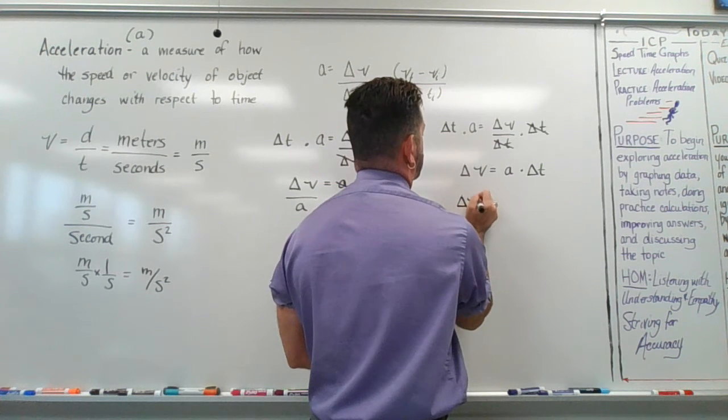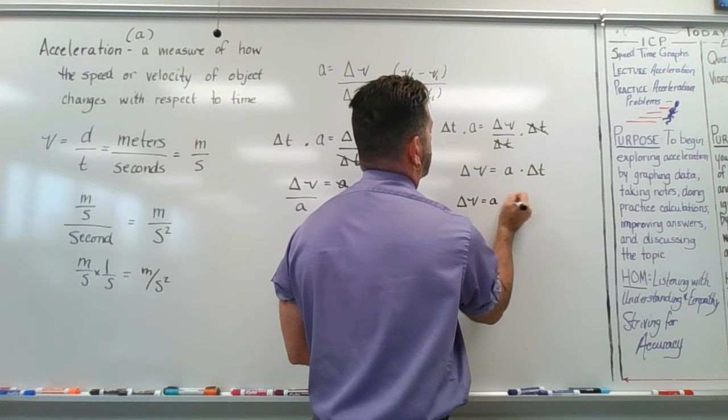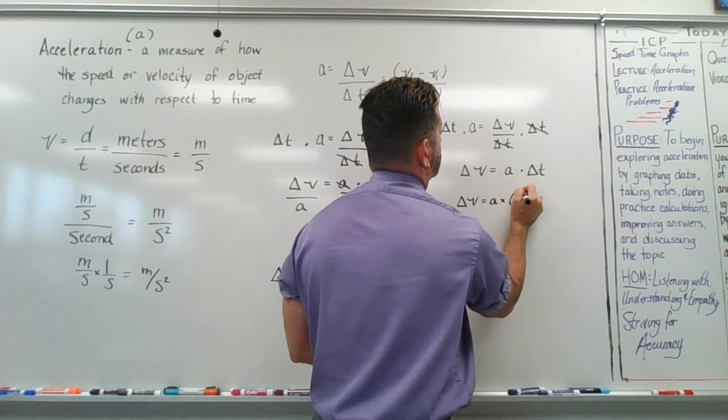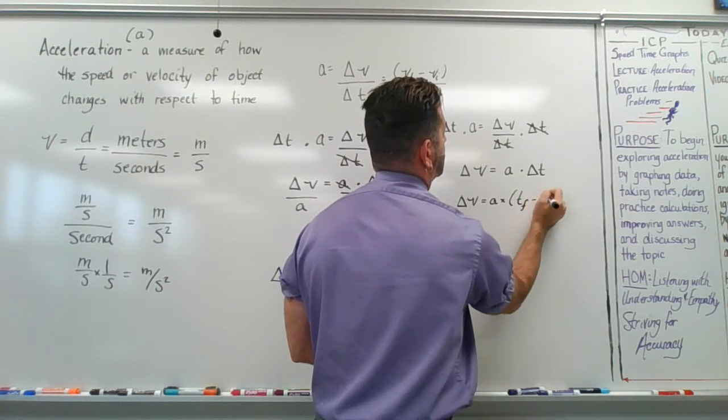We can replace this then. Delta V is equal to A times T final minus T initial.